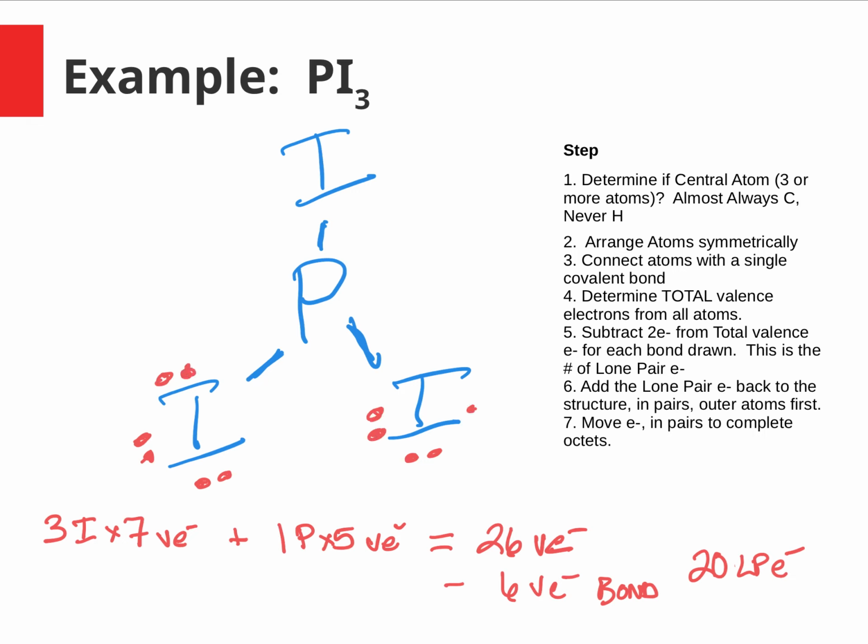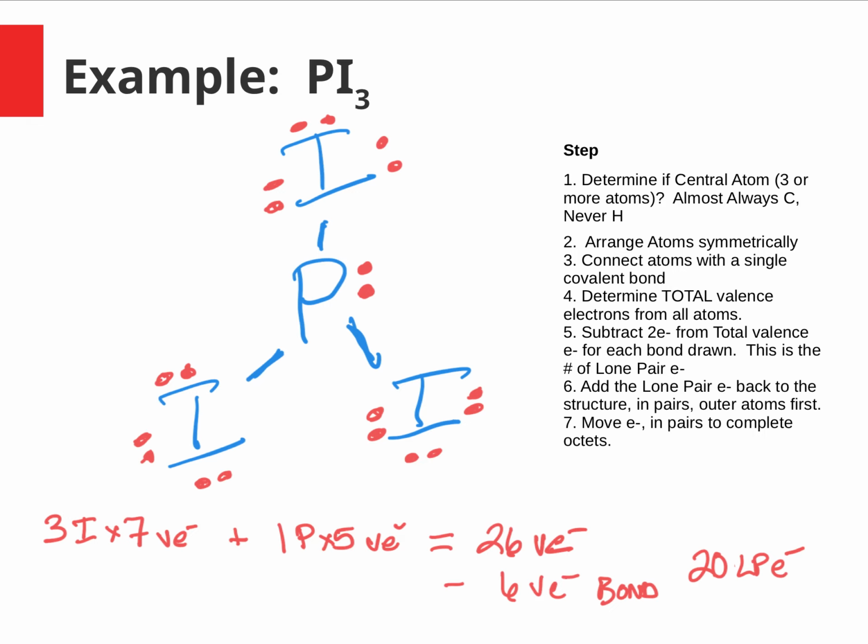So far we've used 12, and then that's 18. Now we still have 2 lone pair electrons that we have to add back onto the structure. Well, we can't add any more to iodine, so we have to add it to phosphorus. So we'll put the 2 right here. All right, so we've added all 20 back on.